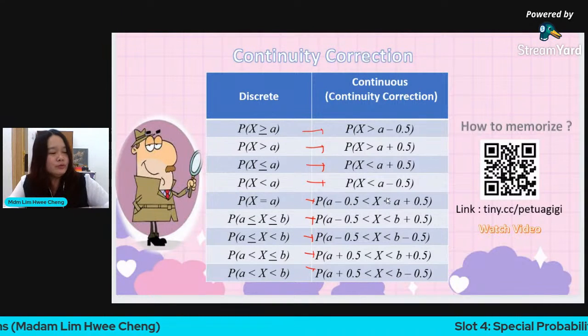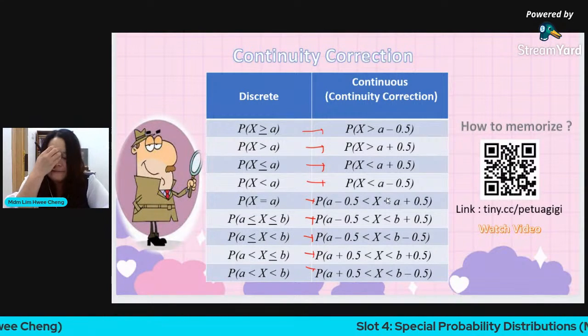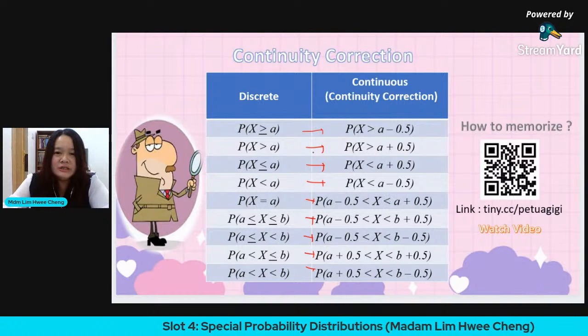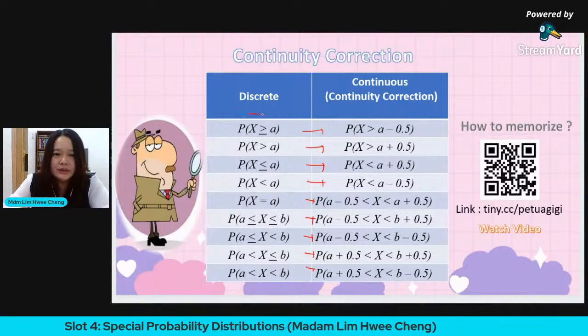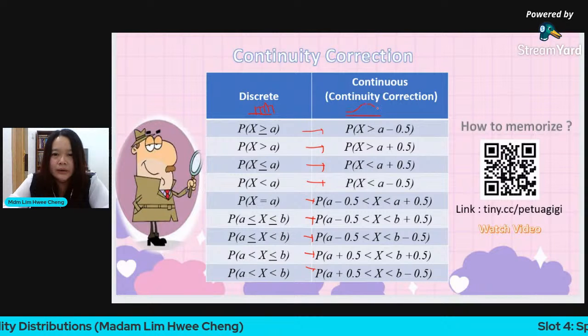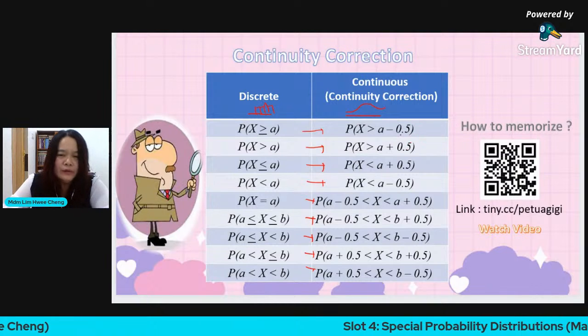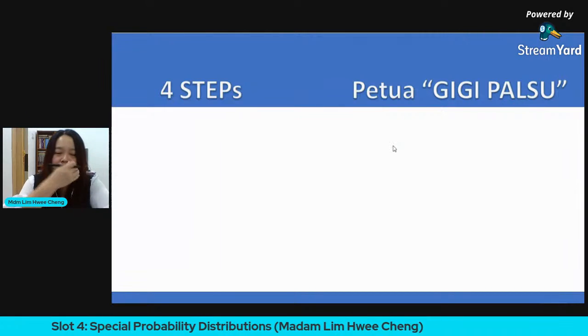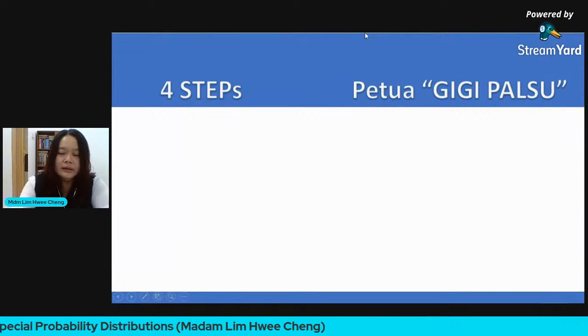Basically to do this, we only have 4 simple steps. Just now we said that we change the discrete to continuous, so we change the discrete to the normal, and we have to do the adjustment. We need to know when we subtract and when we add. So I teach you a simple way, and we only need 4 steps.